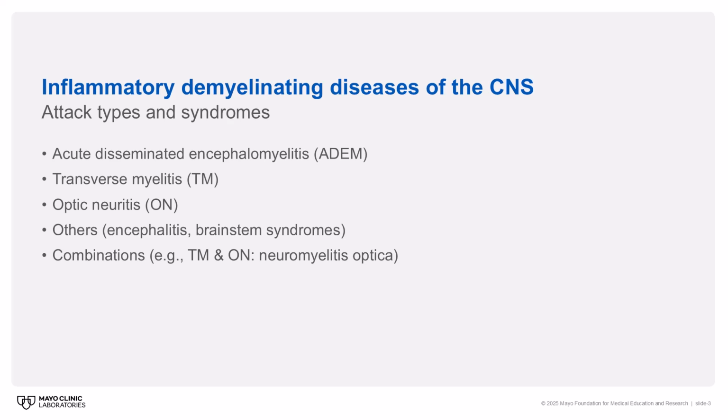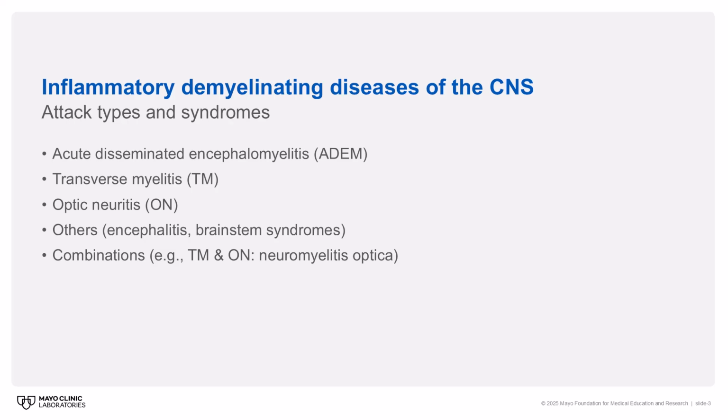So when we think about inflammatory demyelinating diseases of the central nervous system, I think sometimes the terminology can be a little bit confusing. So it's important to recognize the different attack types and syndromes and discriminate those from the different diseases. So in terms of attack types, one that I think about is acute disseminated encephalomyelitis, meaning inflammation within the brain and the spinal cord, and disseminated, meaning multiple locations. So that's one particular syndrome.